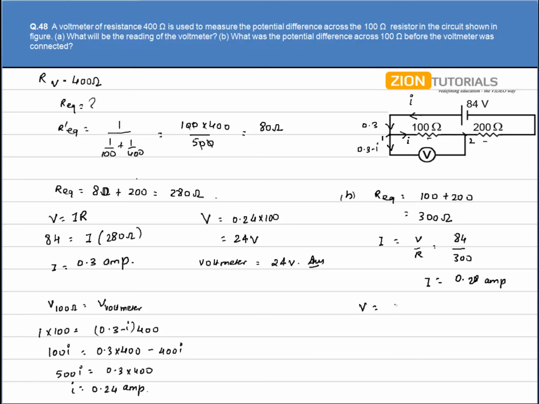So the potential drop across the 100 ohm resistor can be calculated by V equals IR, that is I is 0.28, resistor is 100, that gives me a reading of 28 volts. That is the answer.